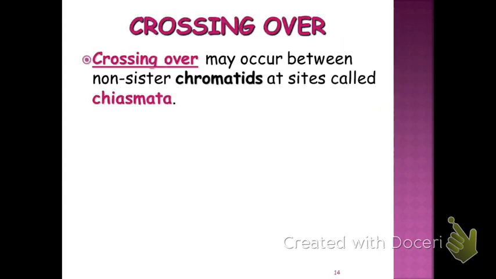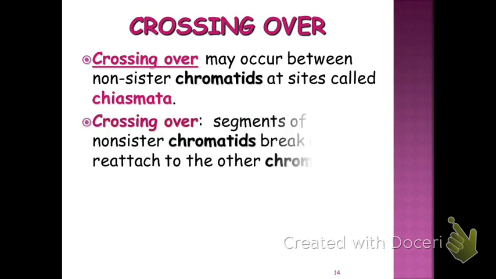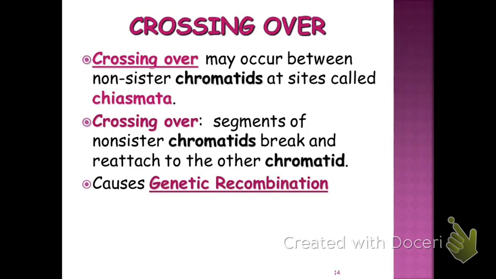Right. Something else important that happens during prophase 1 is something called crossing over. This happens between the non-sister chromatids of our homologous chromosomes. This is whenever segments of our non-sister chromatids break and reattach to the other chromatid. This will be easier to see whenever I show you a picture of it in just a second.